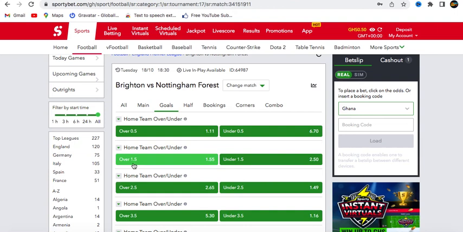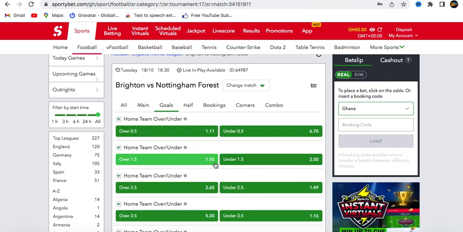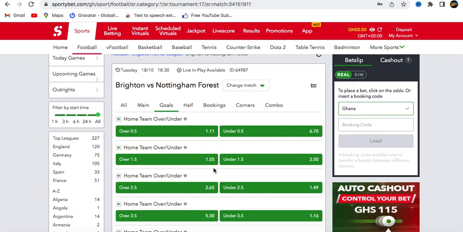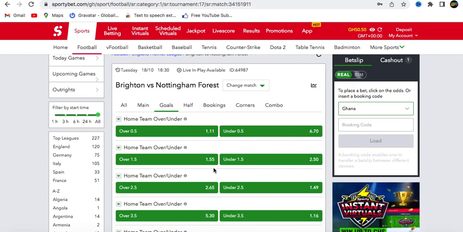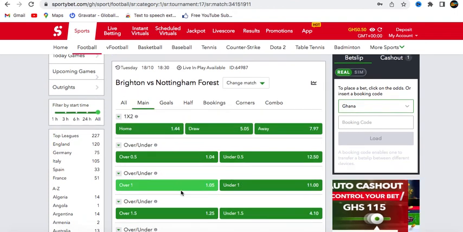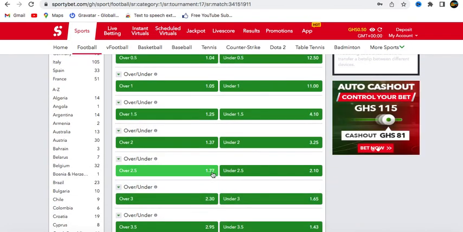So the home team is having over 1.5 goals. Odds is 1.55. That means the home team can score 2 goals. But remember that Sportybet predicted the whole match to end up with 3 goals. And that is here. You can see the over 2.5 goals is having 1.77 odds.